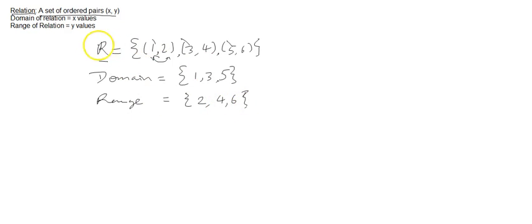So relation is a kind of ordered pair. Why do we call it an ordered pair? Because the first element and the second element will always be written in this form. The first element will be written over here and the second element will be over here.